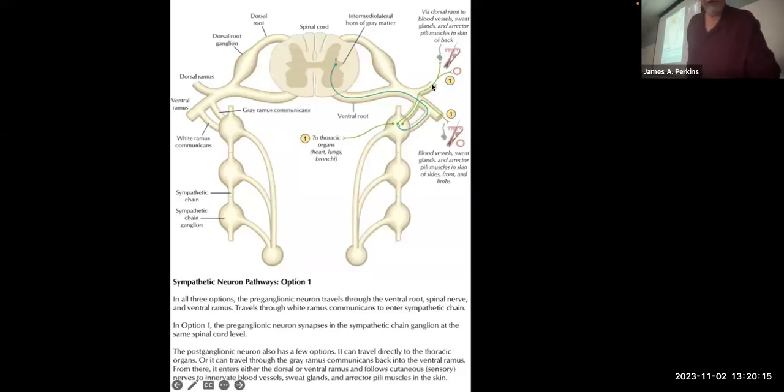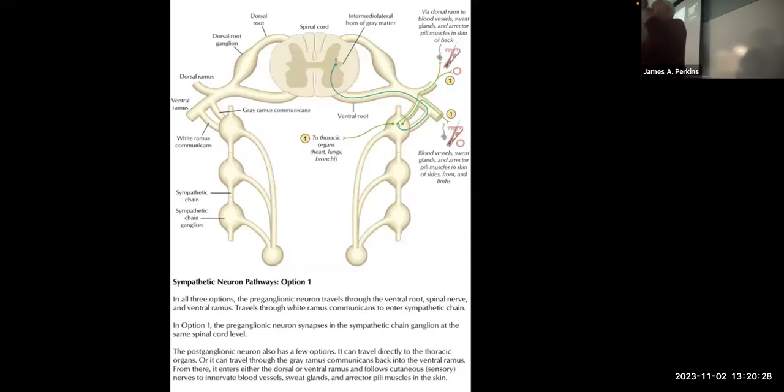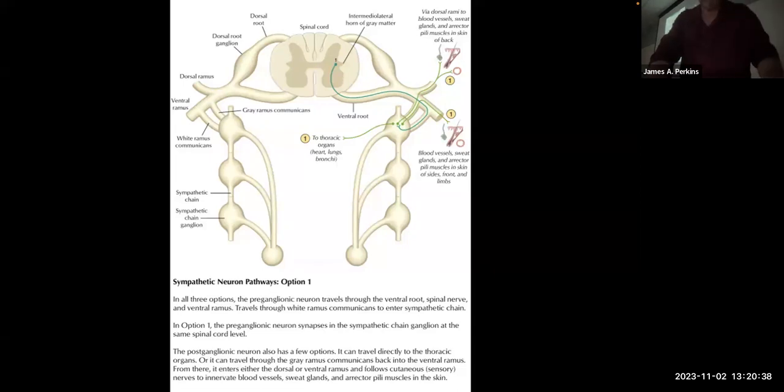Some of the other postganglionic neurons will actually go backwards out to the dorsal ramus to also innervate sweat glands, blood vessels, and erector pili muscles in the skin of the back, but also at that same T4 dermatome. All right, so that is all option one.